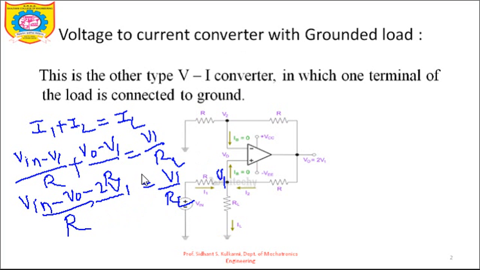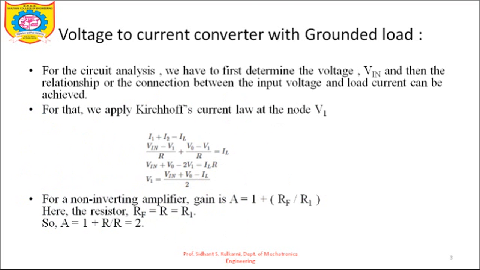We are going to apply KCL at this node and form the equation in terms of output voltage and input voltage, which we will see in the next slide. For this circuit analysis we first have to determine the voltage V1, and then the relationship between the input voltage and load current can be achieved. So I1 plus I2 is equal to IL, that is, Vin minus V1 upon R plus V0 minus V1 upon R is equal to IL. This is the same expression which we wrote in the previous slide.